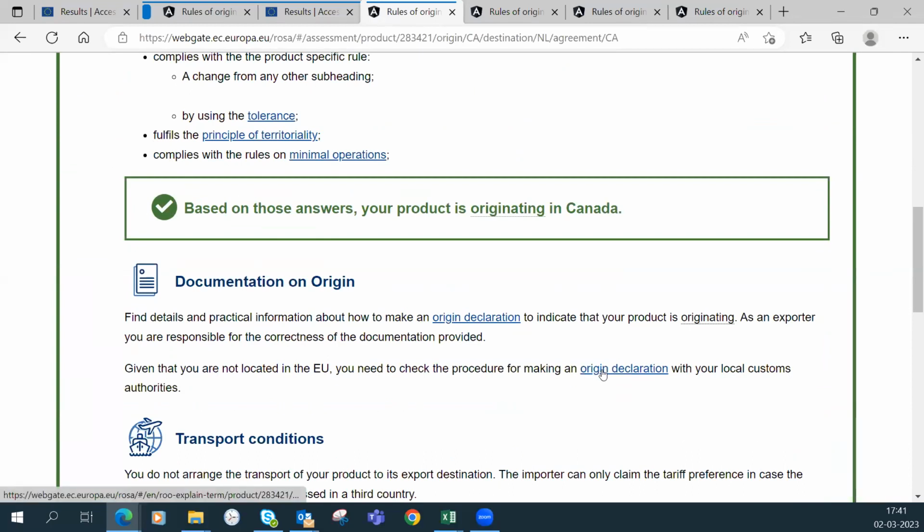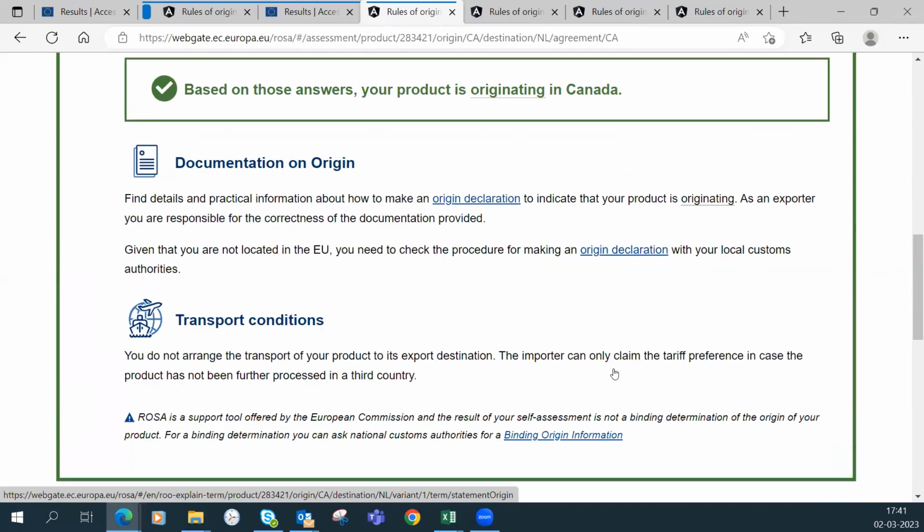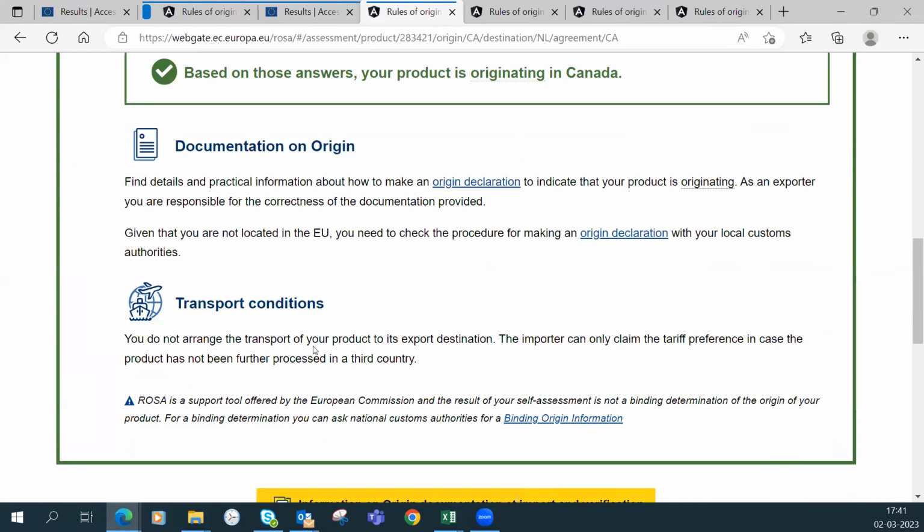But you have the information. If you click there, you have all the information to make out the origin declaration. And the machine tells you that, okay, on the transport, you don't know, but there is a specific transport condition in the agreement between the EU and Canada.